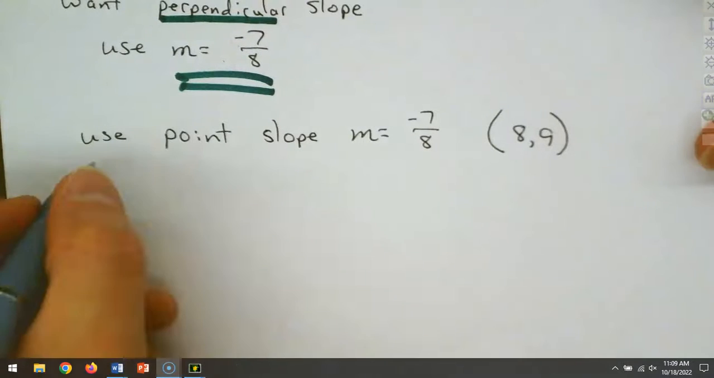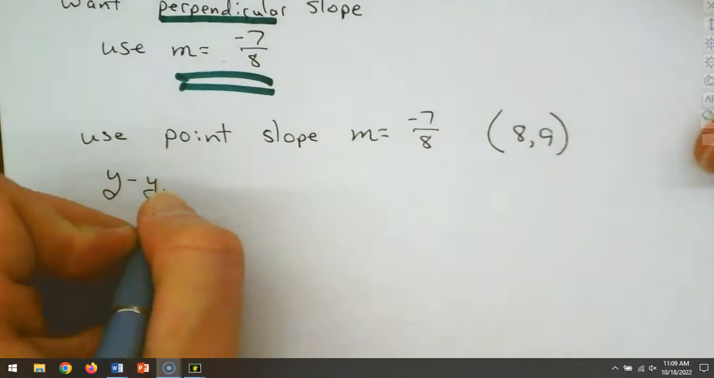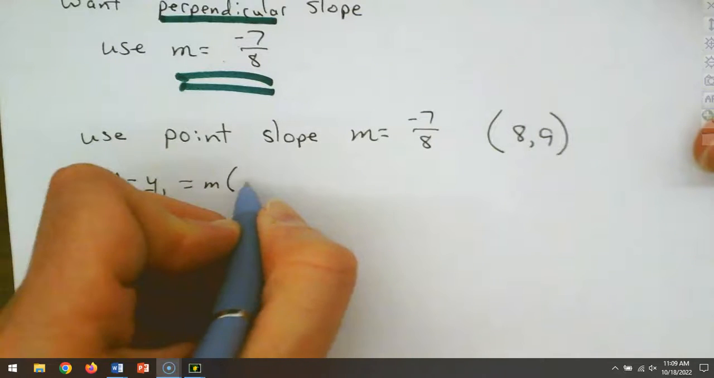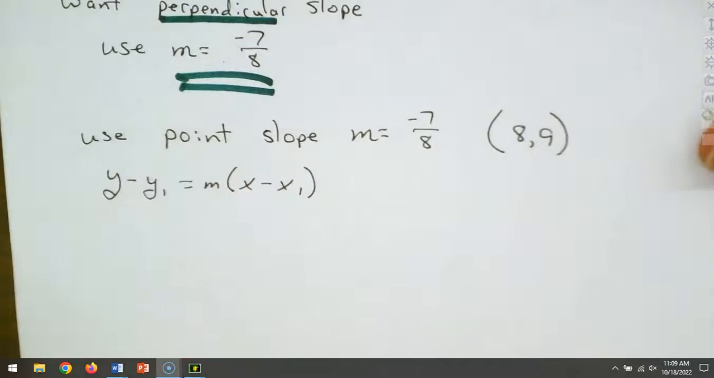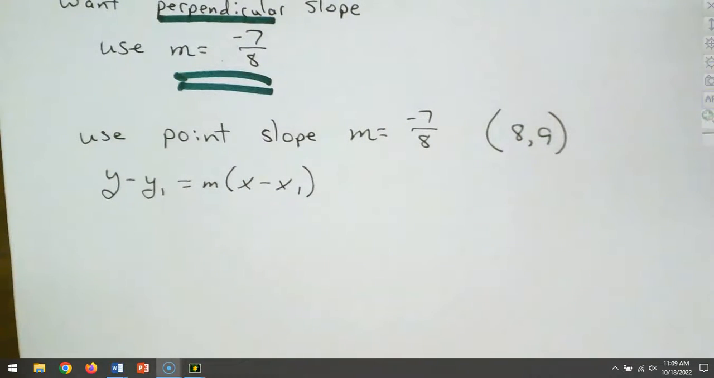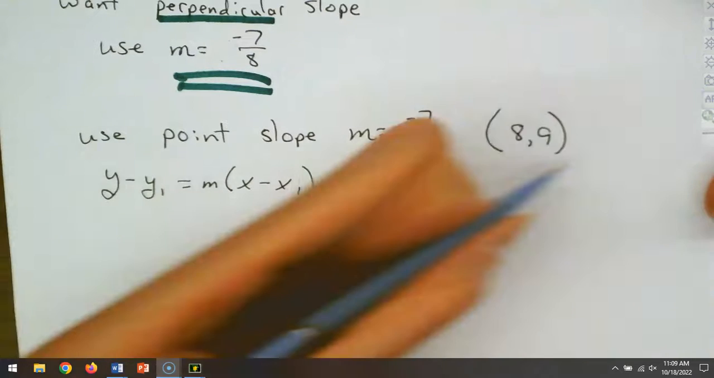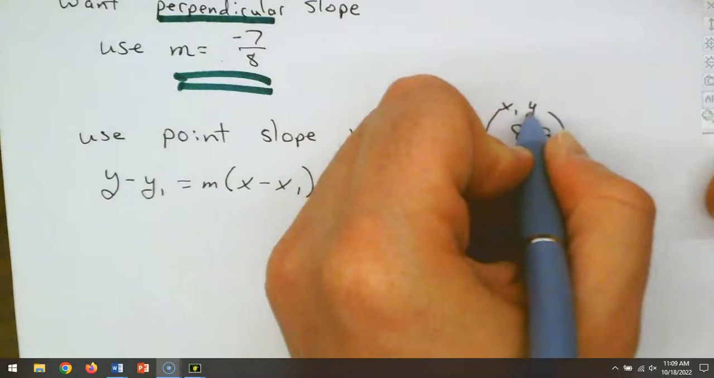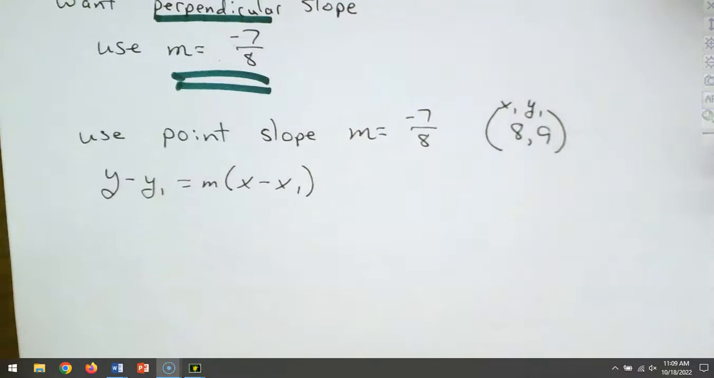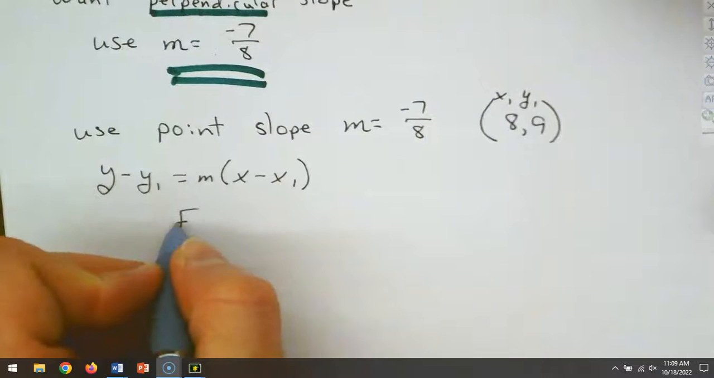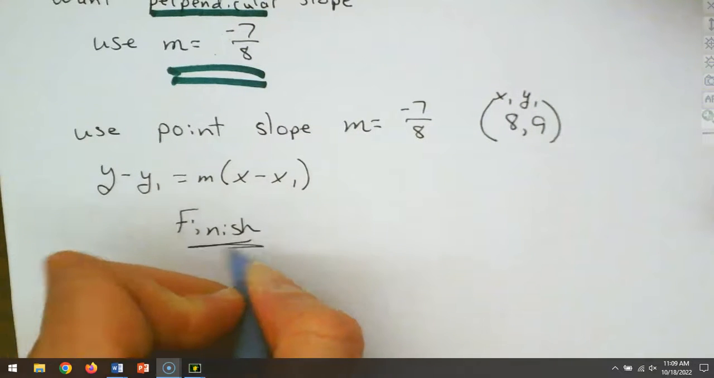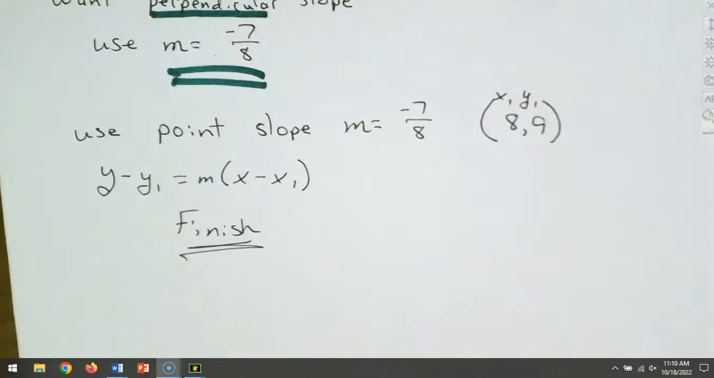And then use your point slope, which is y minus y1 equals m times x minus x1. Can we finish it from here? Do we need to finish it? You can finish it, right? Okay, so you can finish it from here. But does it make sense what perpendicular means now? Flip it over, so switch it, change the sign.